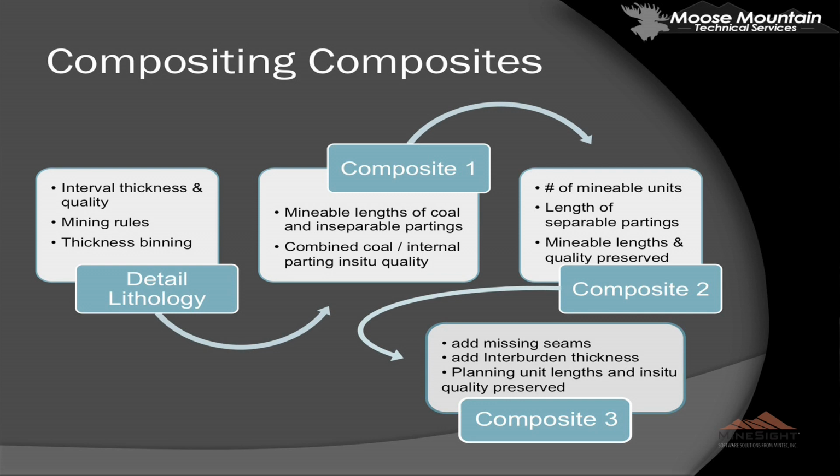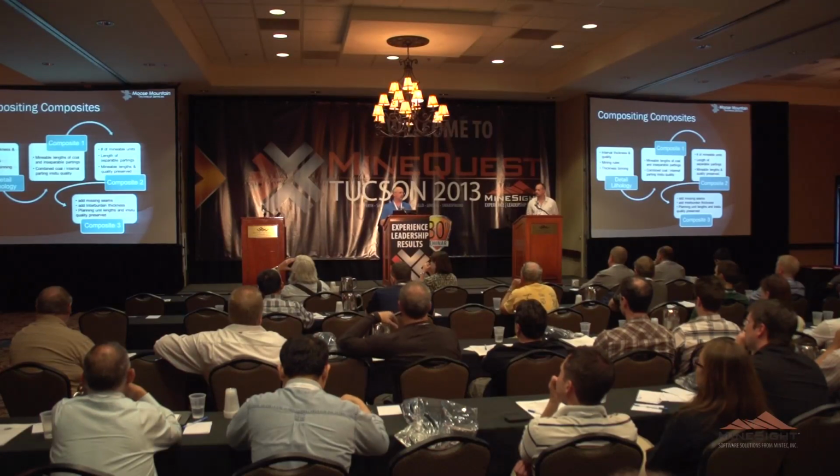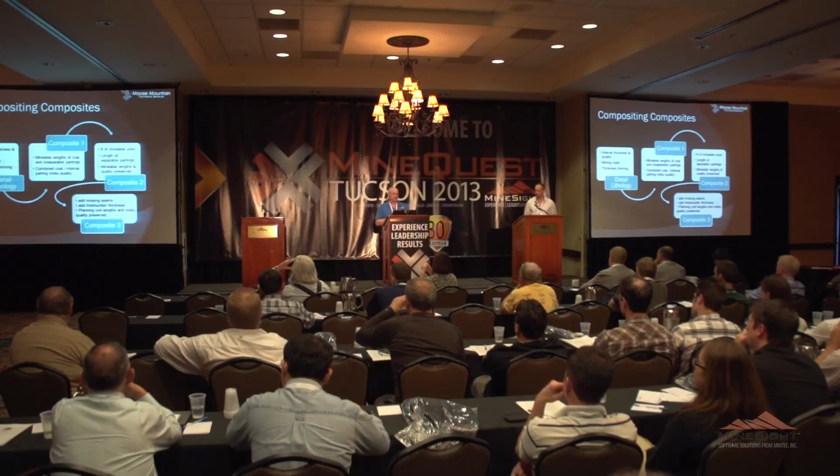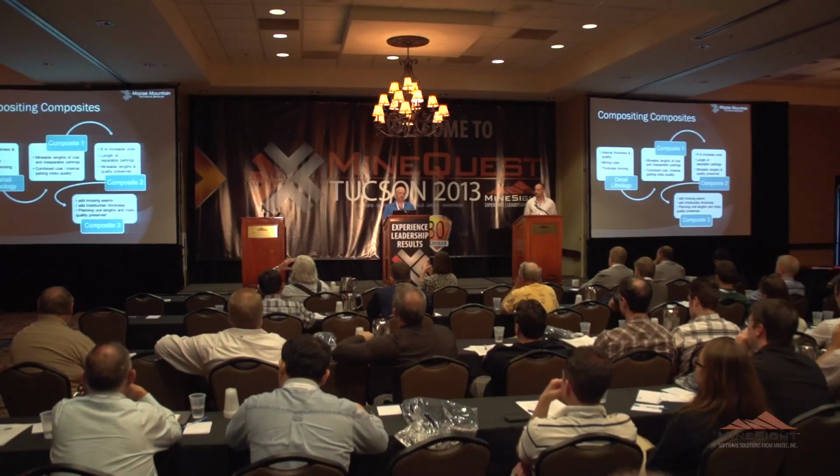So for the first composite, we composite the data, so there might be 10 intervals, coal, waste, and so on, that we composite to create what is a single mineable length. So we're doing fixed length compositing. And by definition, there are not going to be any separable partings in this unit, so it'll begin and end with coal. There may be inseparable partings and a series of coal splits within the unit, but it only contains material that will end up going to the plant. In this way, we are able to calculate or composite also the internal quality, the in-situ quality of that series.